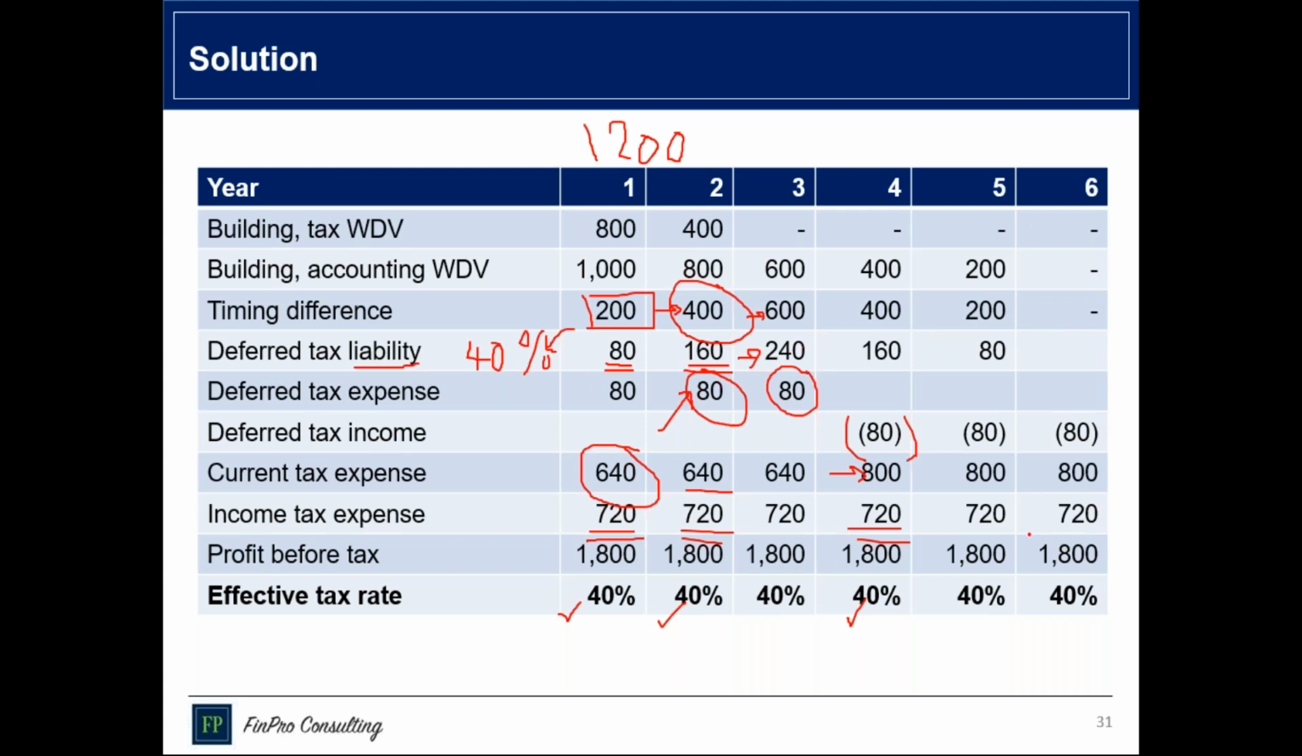And if you see these calculations, ultimately for the same profit, the same tax expenditure is recognized throughout the period of 6 years, which is 720, after giving the effect of deferred tax. This is the objective of this deferred tax standard: whatever is my accounting profit before tax, if I multiply by the statutory tax rate, I should have the same taxes with respect to both current and deferred tax, and my effective tax rate should match my statutory tax rate.